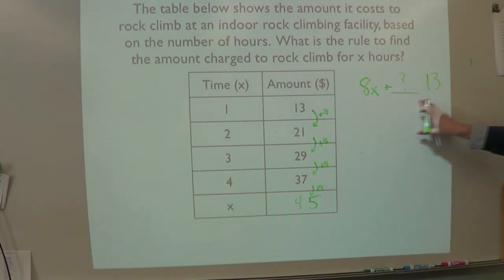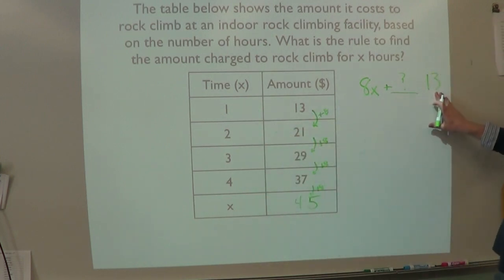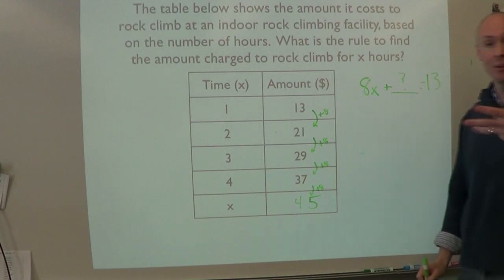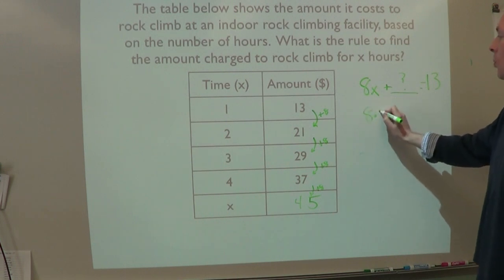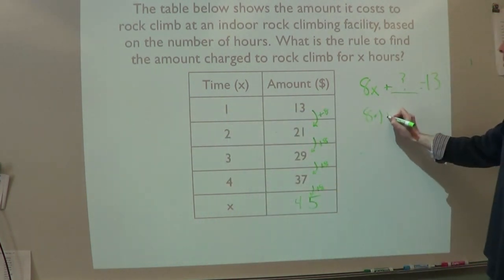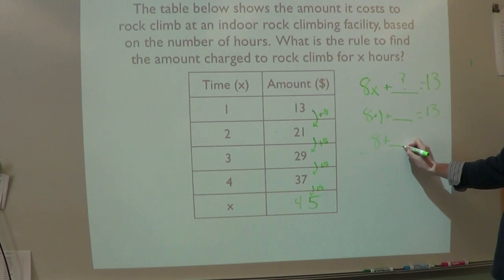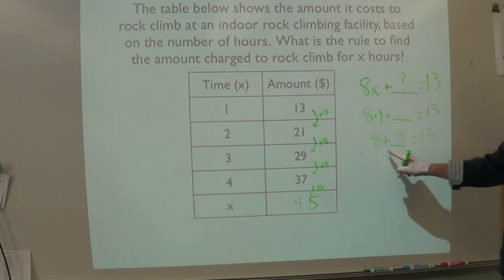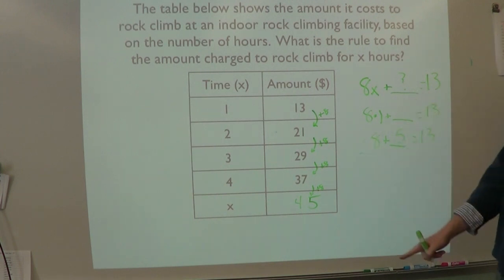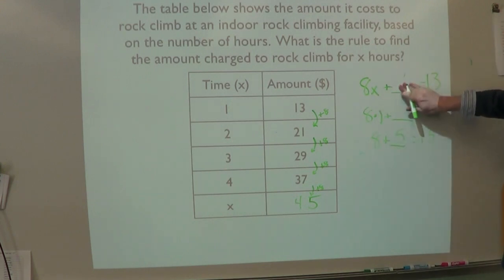So how do we figure out 8 times our time plus a number equals 13? Very strange. Let's do guess and check. So 8 times 1, because 1 is the time, plus a number equals 13. 8 plus something equals 13. 8 plus what? 8 plus 5. 8 plus 5 equals 13. It does. So could our rule be 8x plus 5? Only one way to find out.